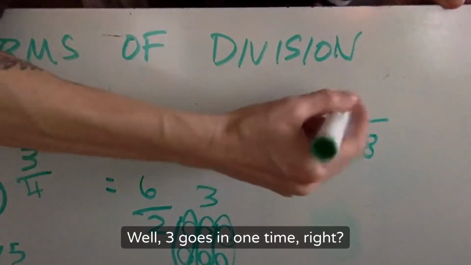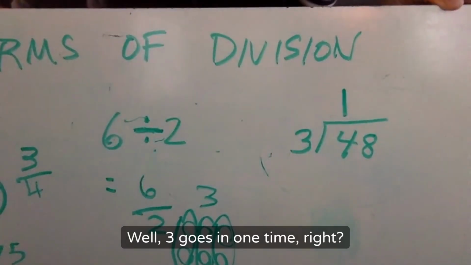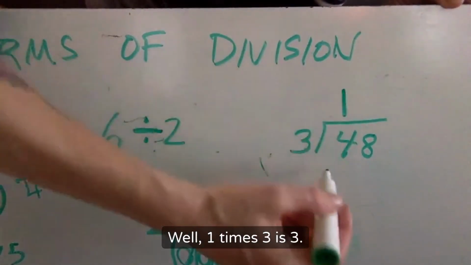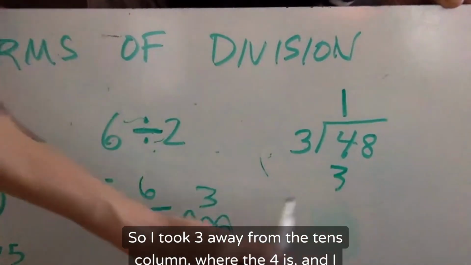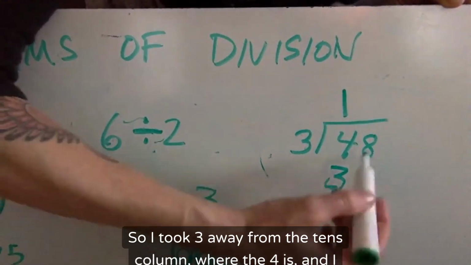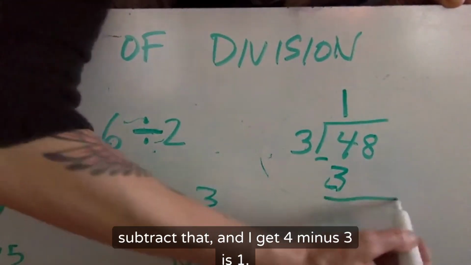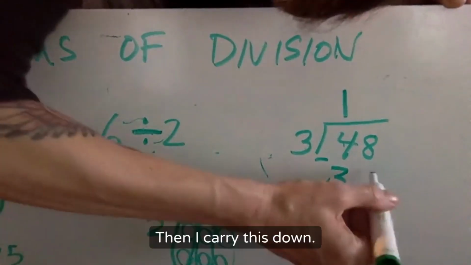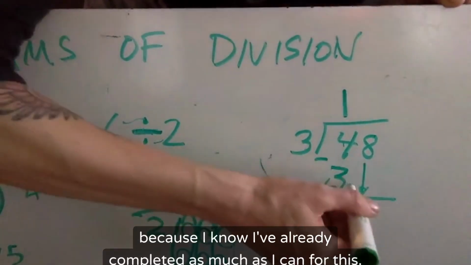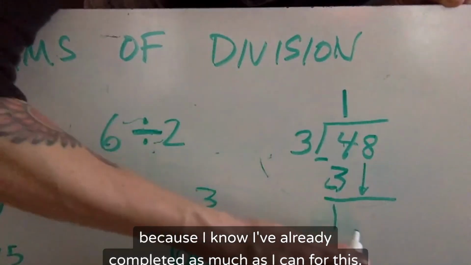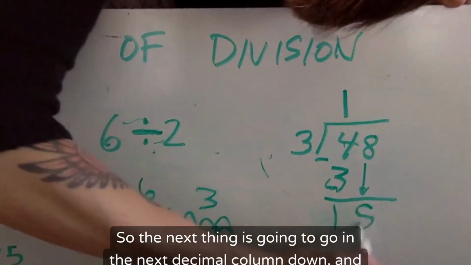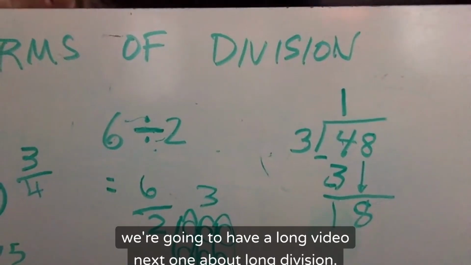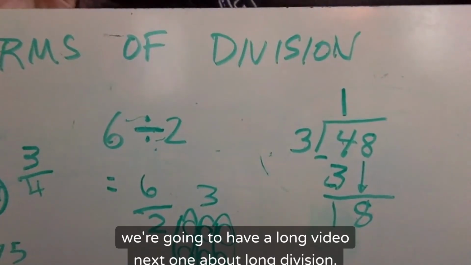Well, 3 goes in 1 time, right? Then you say, well, how many did I take out of the 4 column? Well, 1 times 3 is 3. So I took 3 away from the tens column, where the 4 is, and I subtract that, and I get 4 minus 3 is 1. Do you remember doing this? Then I carry this down, because I know I've already completed as much as I can for this. So the next thing is going to go in the next decimal column down. And we're going to have a long video, next one, about long division.